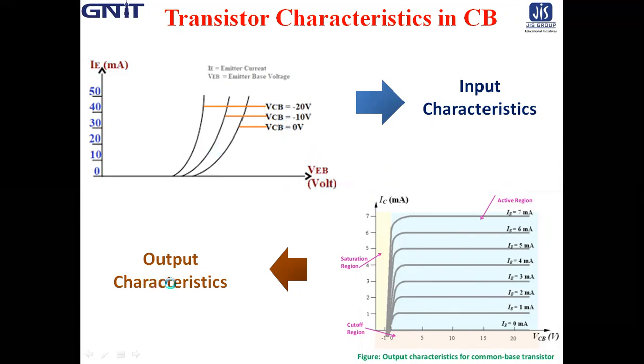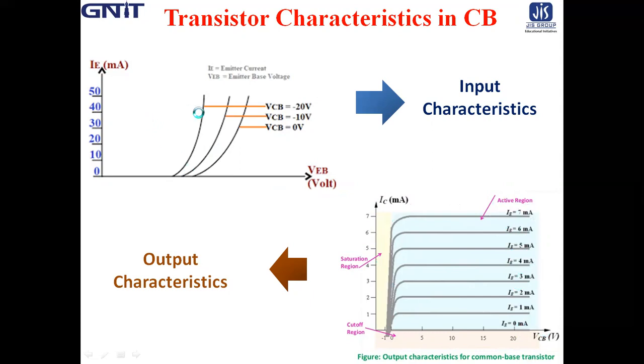And for output characteristics, the y-axis represents output current, the x-axis represents output voltage, and it is for a fixed value of input current. Remember that here the parameter is input current.